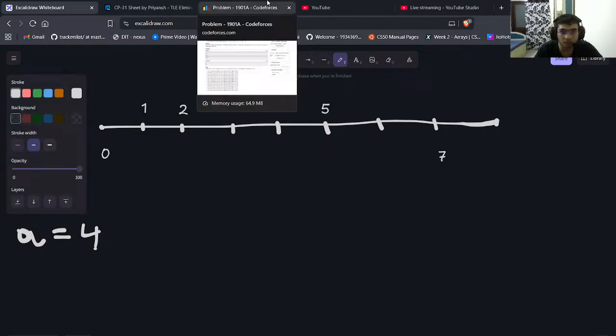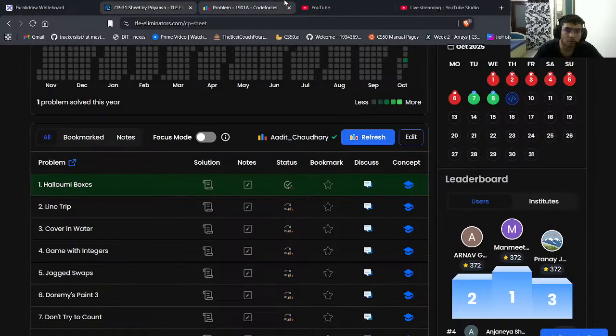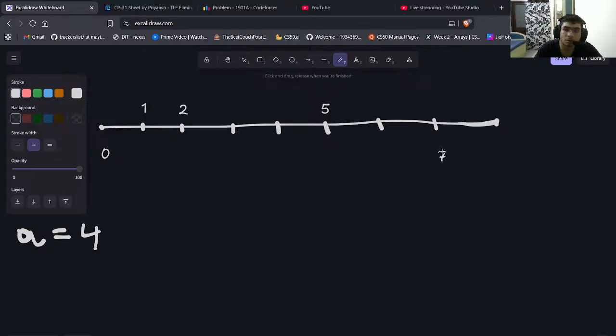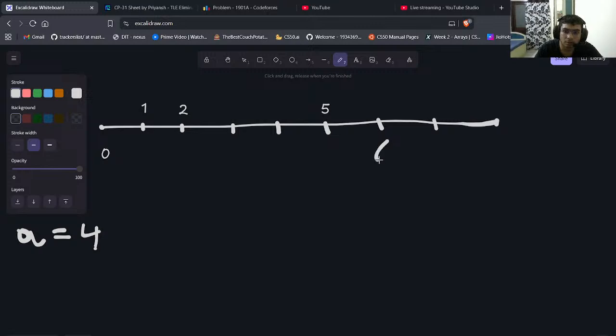So now, actually, I understood the problem. Let's just look at other cases. Maybe three, it's just the same 1, 2, 5. This time we are just going to 6, so it's going to be less. Let's play this instead of here. We are going to here. And since this is just 2 gallons, this is the largest distance, that is 3 gallons. So in this case, it will be 3.